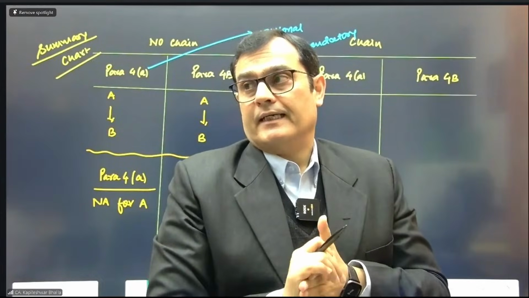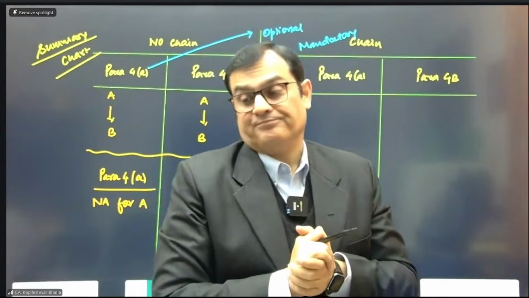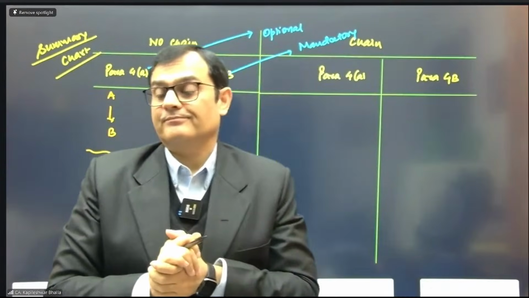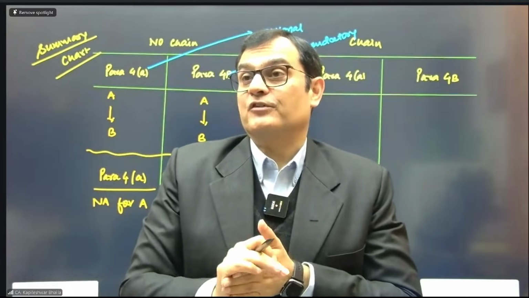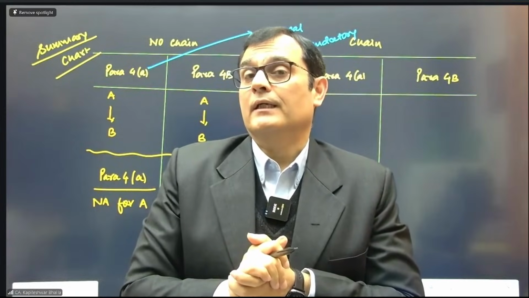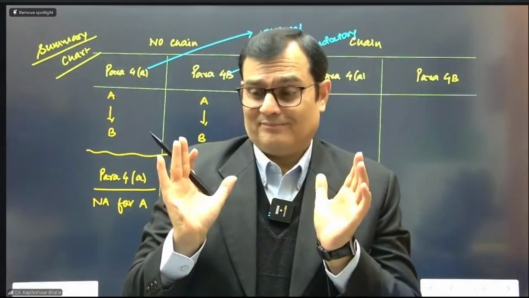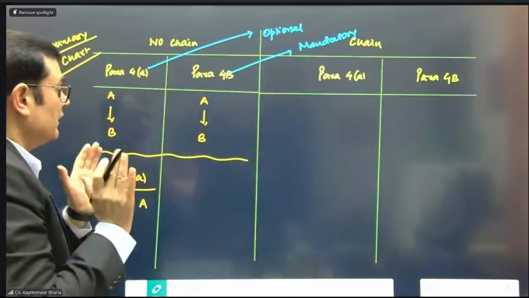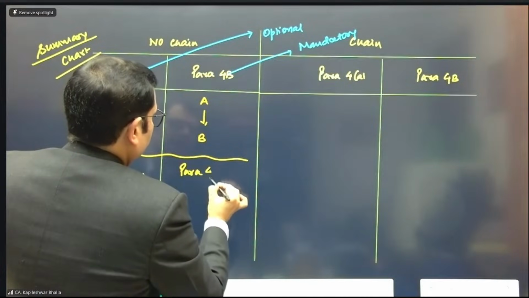Yes, sir. And is there any precondition where you can get a benefit of para 4B? He can get the benefits of 4B, but when? Can I say when he's an investment entity, right? Makes sense? Great. So I can say in this case, para number 4B.